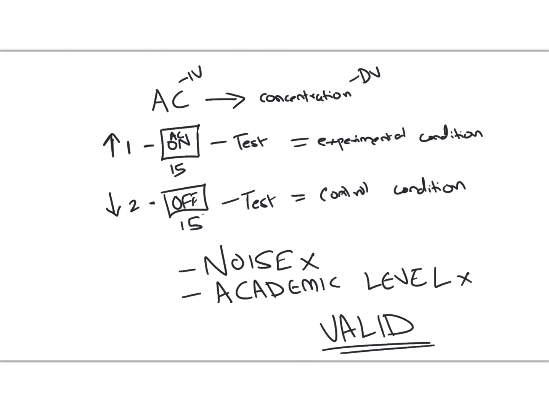So this is basically what validity is. How sure you are that it is the IV affecting the DV and not any other confounding or extraneous variable. So in very simple terms, how accurately you are testing what you're supposed to without any other factor affecting your results. Okay, so that is what we mean by validity.